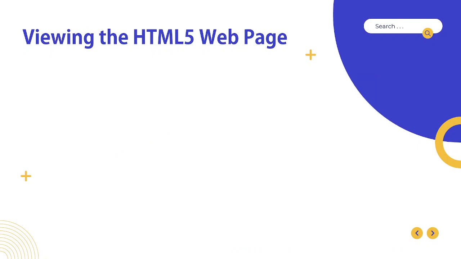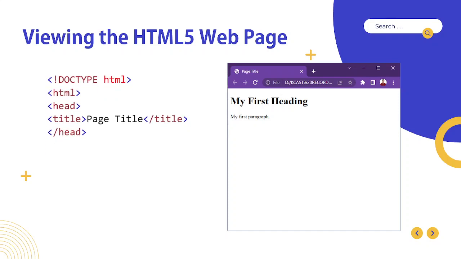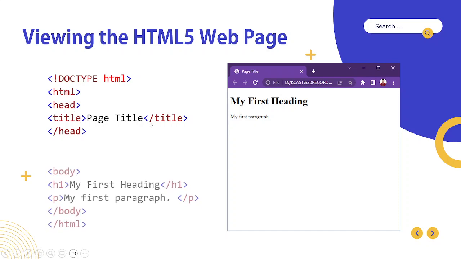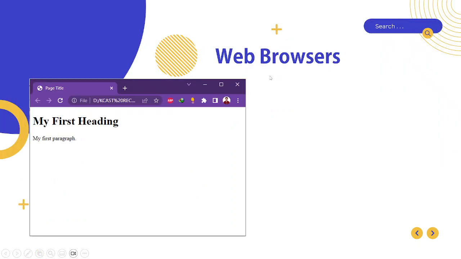Viewing the HTML web page. So this one, the code for this one is this one. Okay, the declaration type, doctype HTML. Then the head, enclosed in the head is your title, and then your body, my first heading, my first paragraph, and enclosed it. Web browsers, you can also try any web browsers.